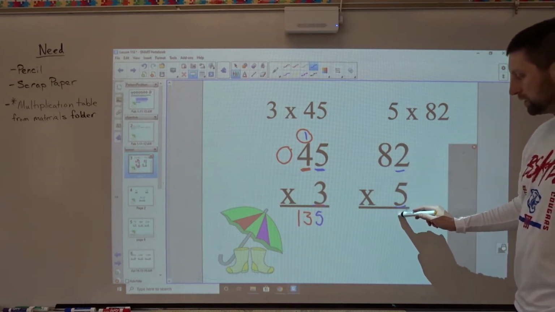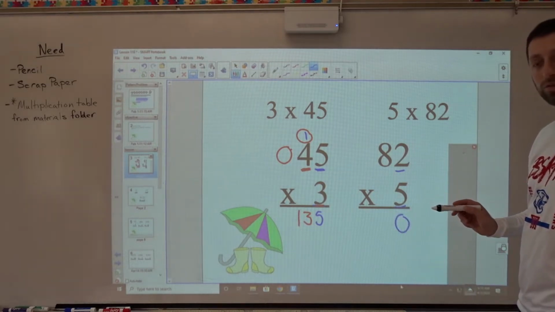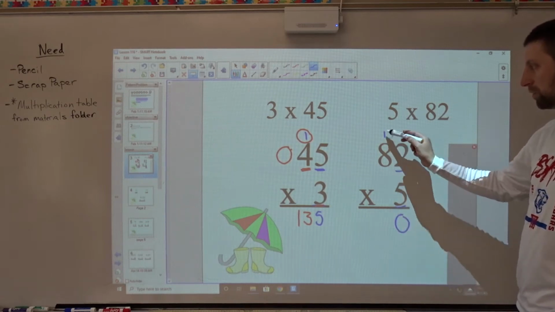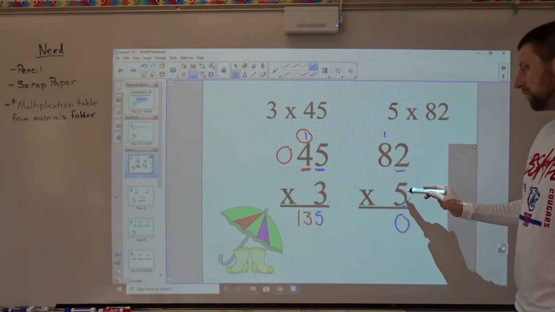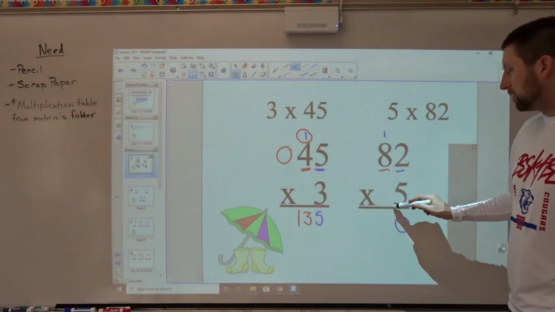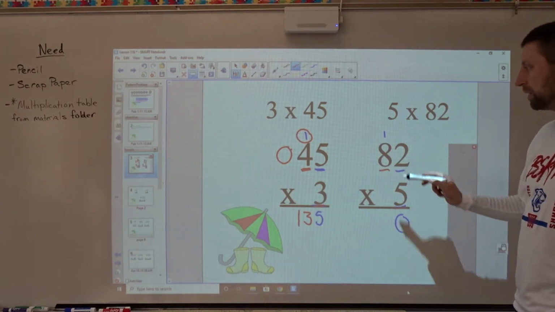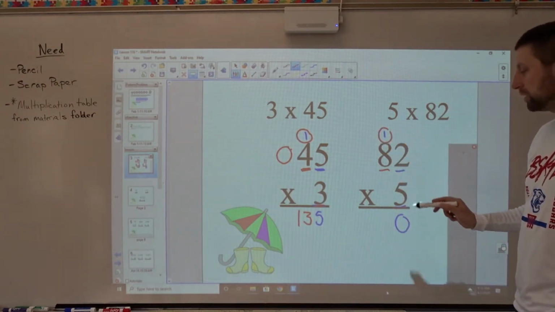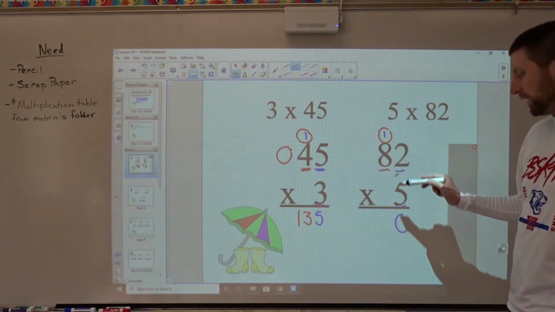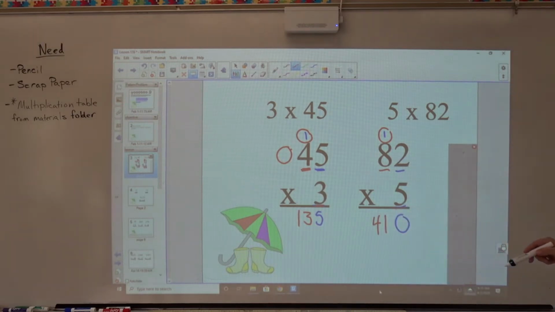5 times 2 is 10. Can't write 10 down here, but I can write the 0 for the ones place. And then I need to regroup, move one of the tens over here to the tens place. My next step is 5 times 8. And 5 times 8 is 40. I also have this extra 1 up here. 5 times 8 is 40, plus 1. Remember, I have to add that. Altogether, that would be 410.